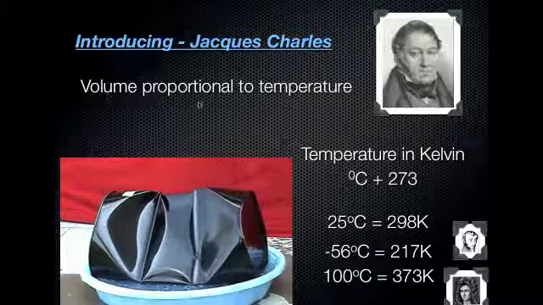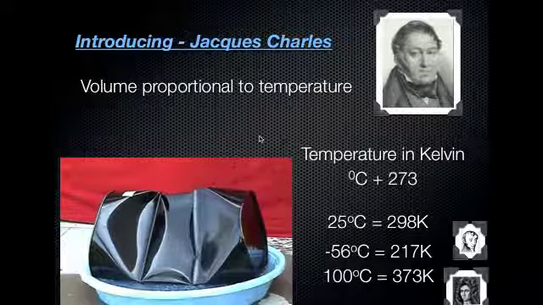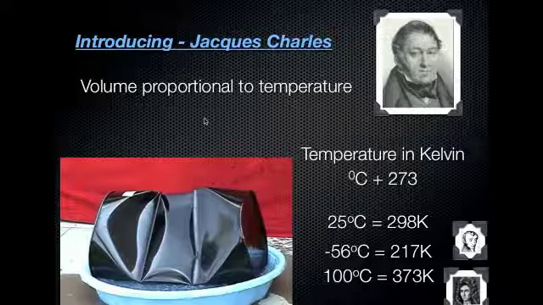This is because volume is proportional to temperature. The higher the temperature, the greater the volume. The lower the temperature, the smaller the volume. This is true when we're trying to keep the pressure the same and the number of particles the same. So if you keep the pressure the same, number of particles the same, volume is directly proportional to temperature.